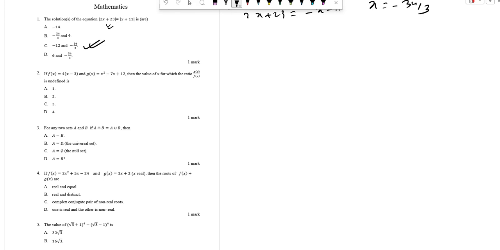f(x) equals 4 of x minus 3 and g(x) equals this. Find the value of x for which the ratio is undefined. Okay, so undefined means the denominator is 0. So here the g(x) part is x square minus 7x plus 12. If you just solve it, you get x minus 3 and x minus 4. So you put this equal to 0, so x equals 3 or 4 for both values.